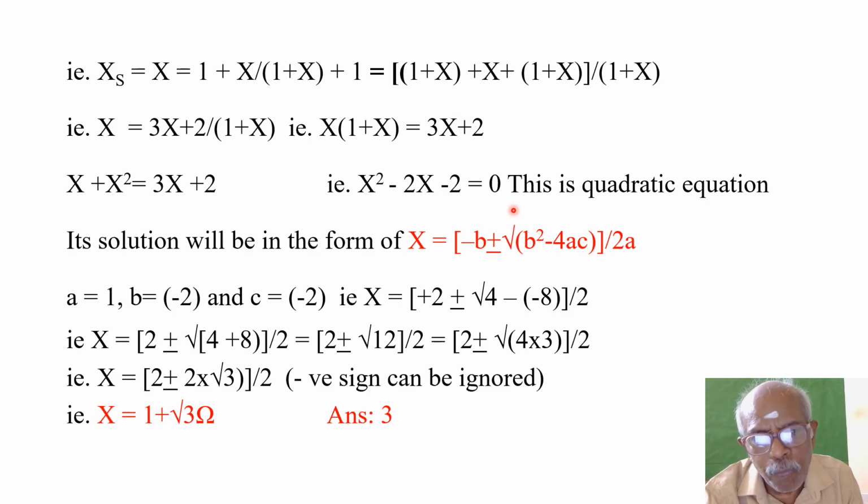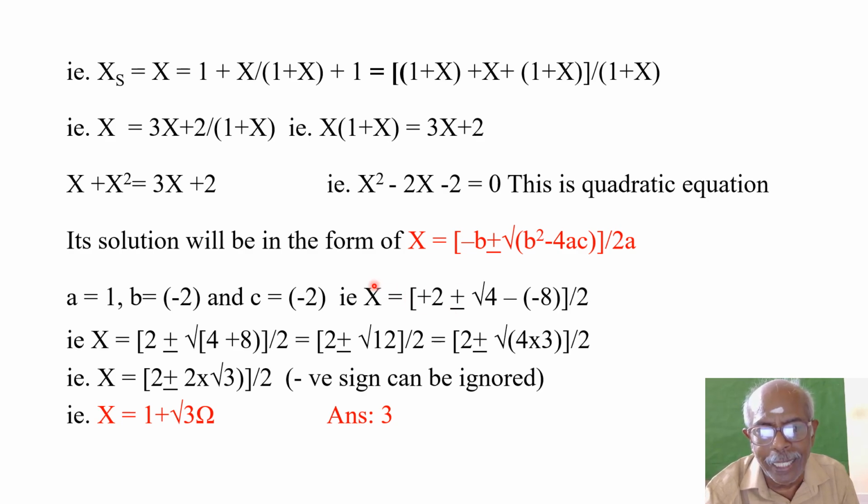What is this? Yeah. This is a quadratic equation. We have studied this in algebra. This is a quadratic equation. What is the solution for a quadratic equation? We have studied it. X is equal to minus b plus or minus root of b squared minus 4ac divided by 2a. Is it not? This is the form of solution for the quadratic equation. X is equal to minus b plus or minus root of b squared minus 4ac divided by 2a.